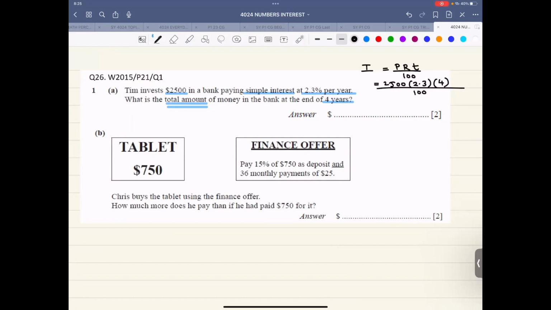This is a paper 2 question, so I can use the calculator. 25 times 2.3 times 4 comes out to be $230. That is the interest. Therefore, the total amount is 2,500 plus 230. That comes out to be $2,730. That is the total amount in the bank.